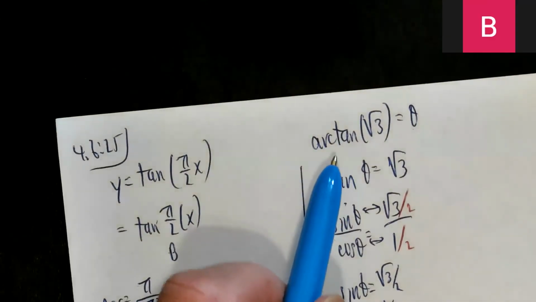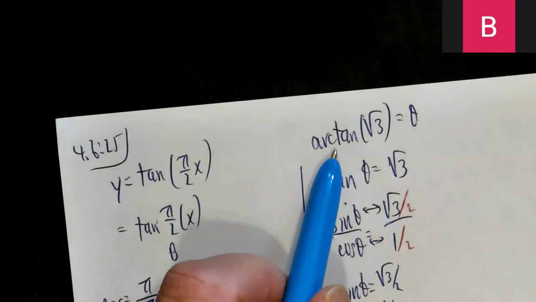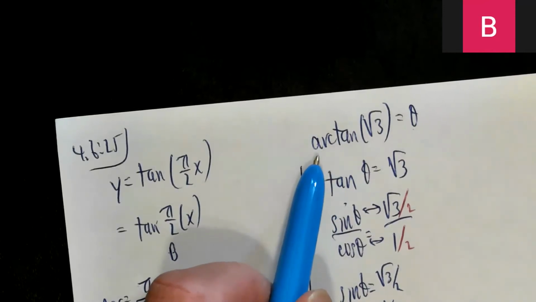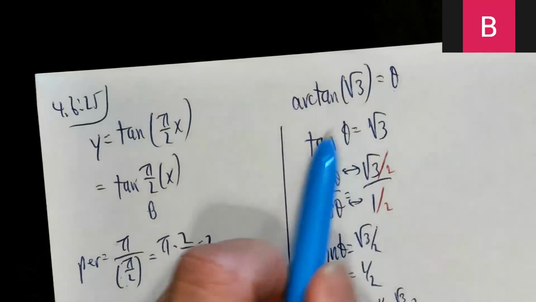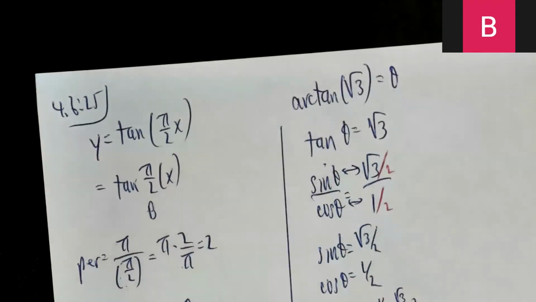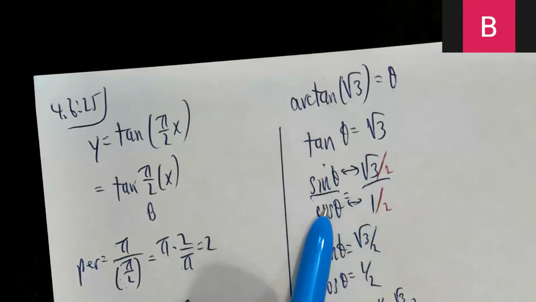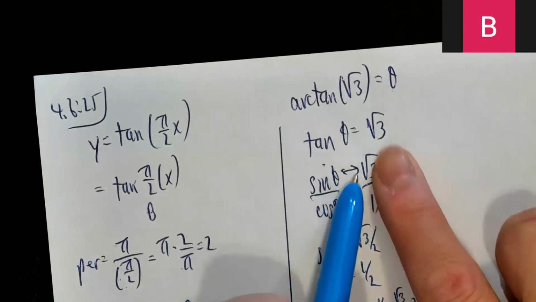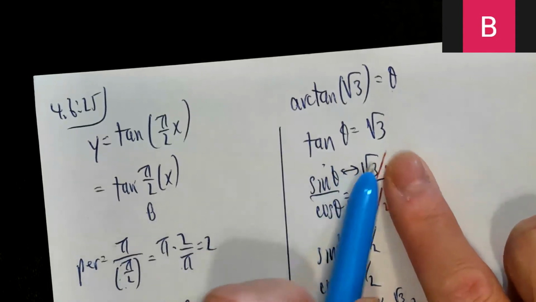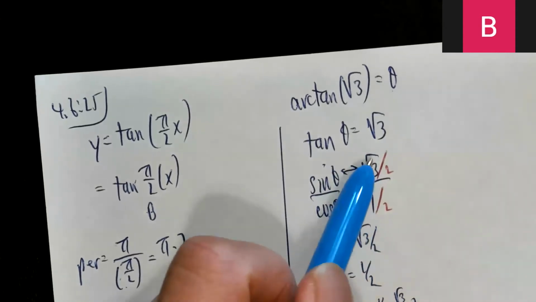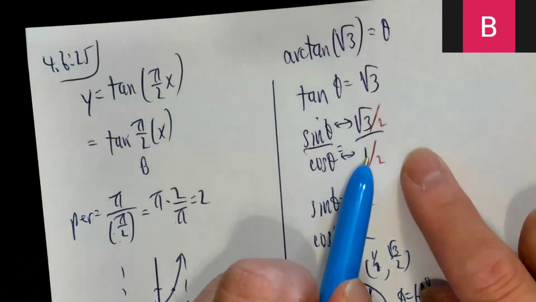So suppose you just have to find arctangent of radical 3, like that. Okay. So tangent of theta is radical 3. Tangent is sine over cosine, radical 3 over 1. And then the trick is to divide top and bottom by 2. So we've played that game before.